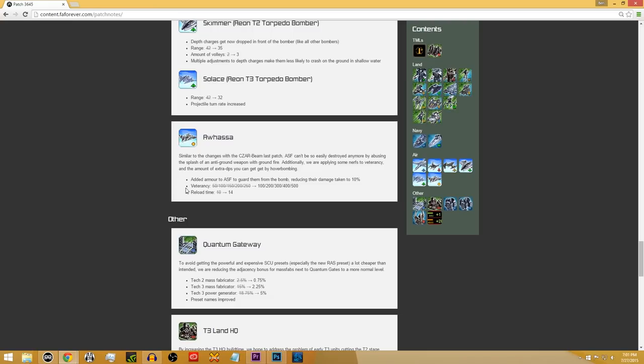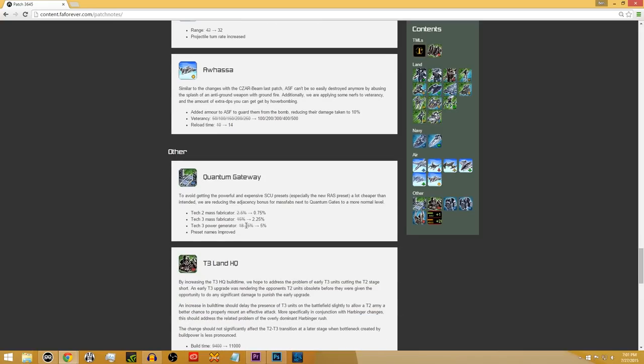Then you can see here the values for the quantum gateway adjacency. That is going to nerf everything down so that resource allocation is not too powerful.